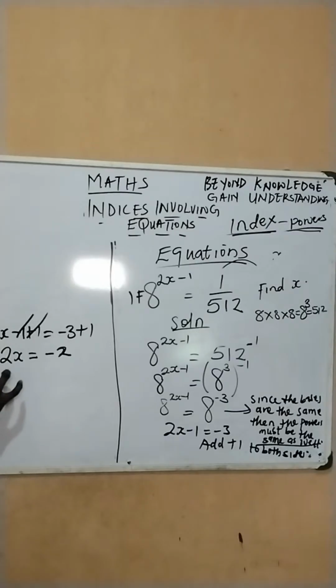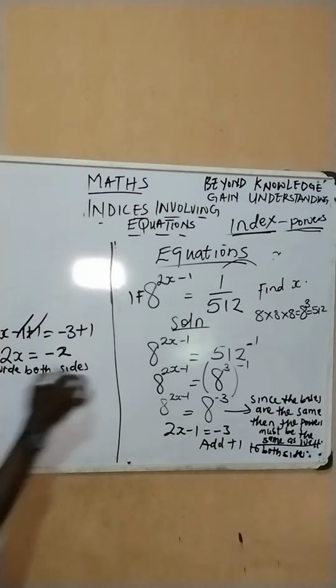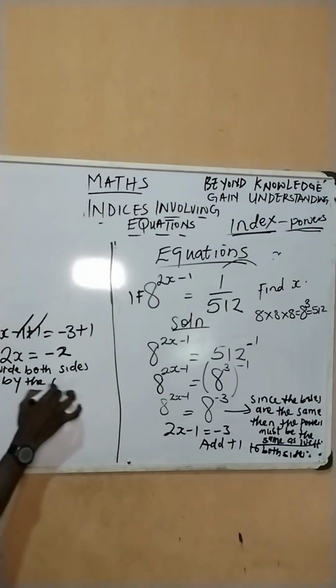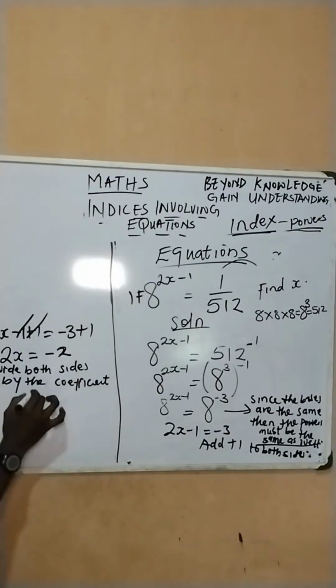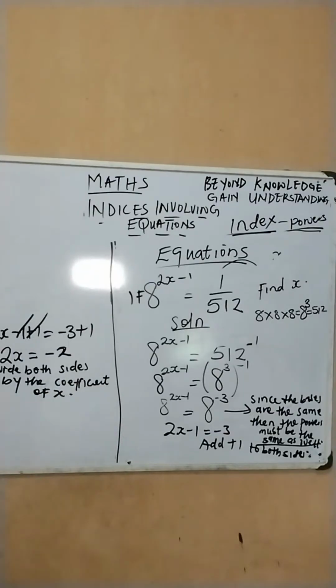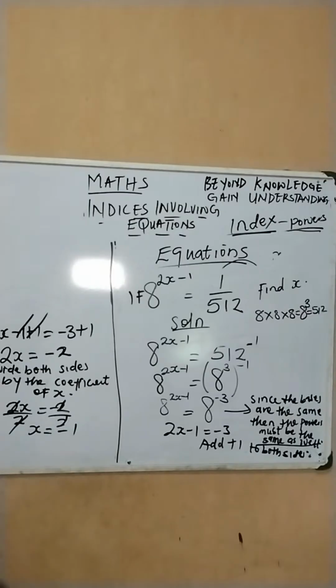And then you go on to divide both sides by the coefficient of x. And the coefficient of x is simply the number that is beside the x variable here. So that you have 2x divided by 2 equals negative 2 over 2. If you divide this, you see that your x is equal to negative 1.